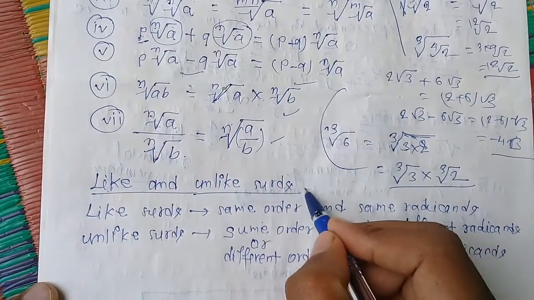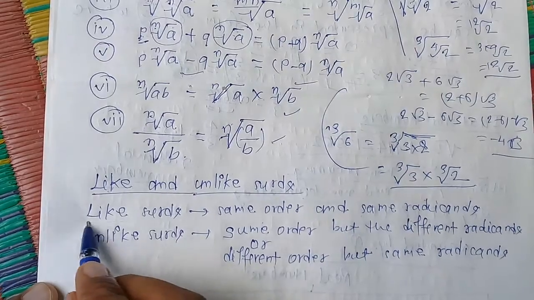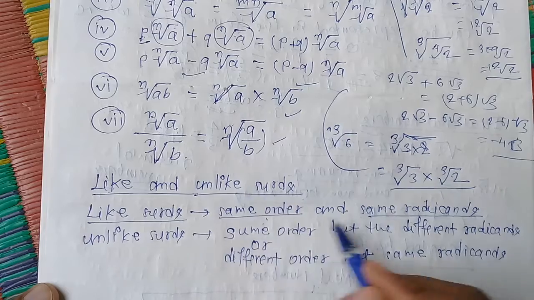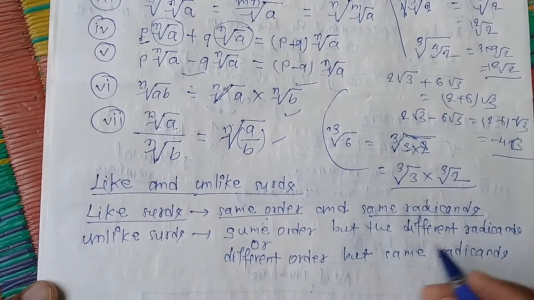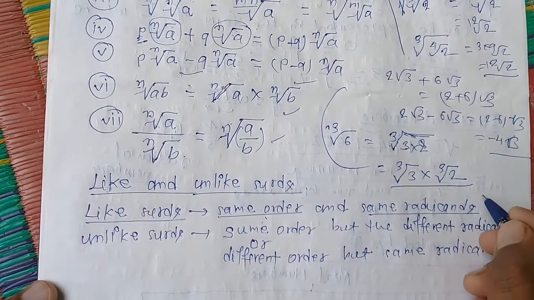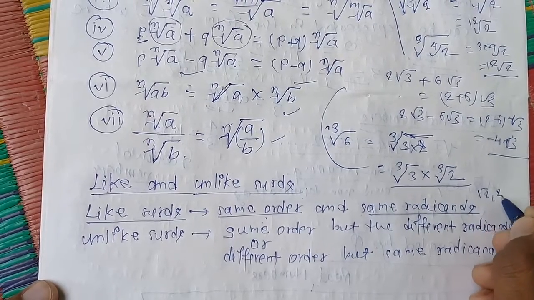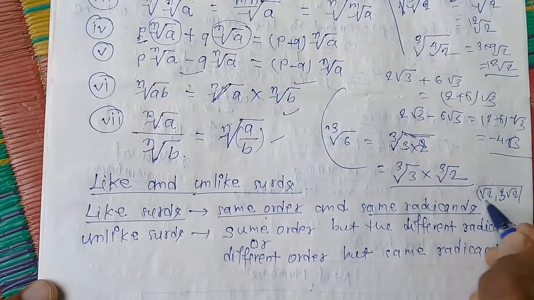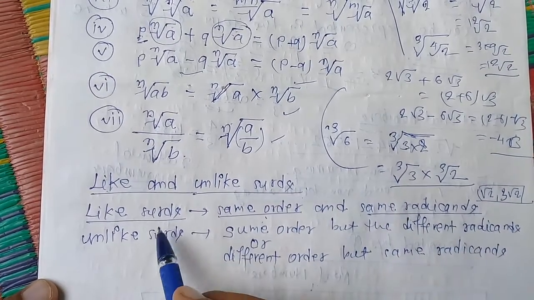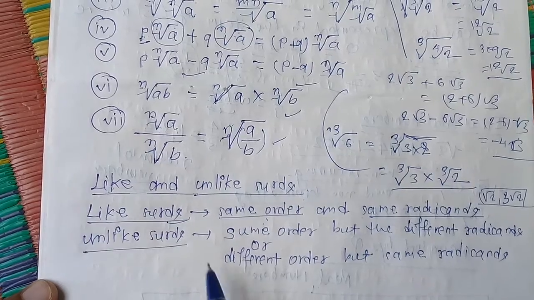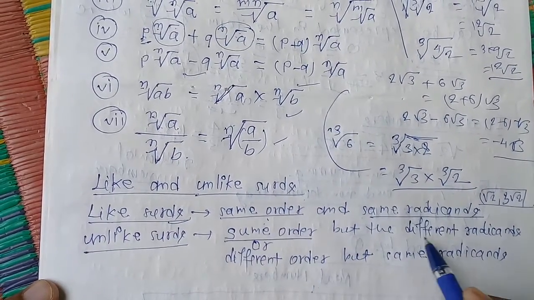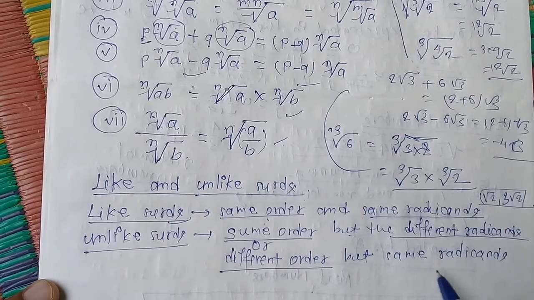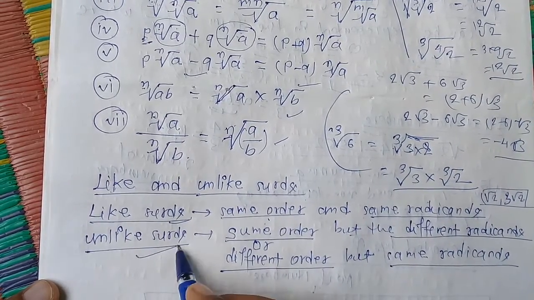Like and unlike surds. Like surds mean same order and same radicand, for example root 2, 2 root 2 or 3 root 2. These are like surds. What are unlike surds? Same order but different radicands, or different order but same radicand, are unlike surds.